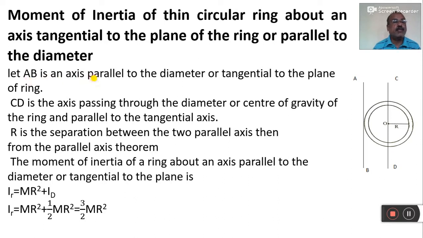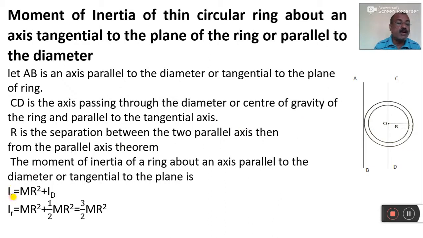Let AB be the axis parallel to the diameter or tangential to the plane of the ring. This AB is tangential to the ring. CD is the axis passing through its center of gravity. R is the separation between these two.